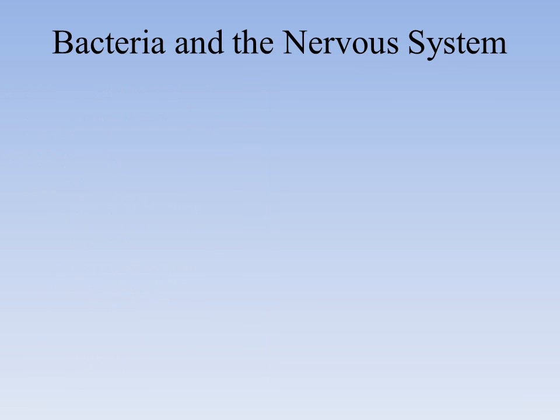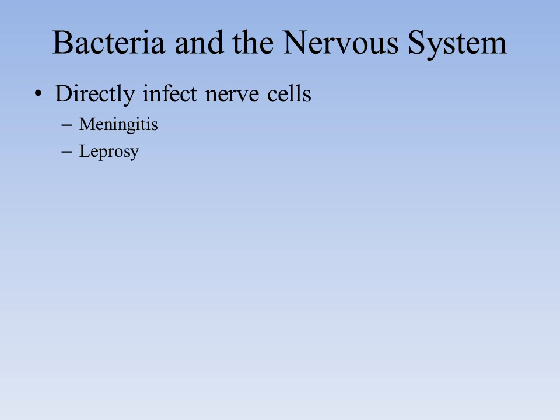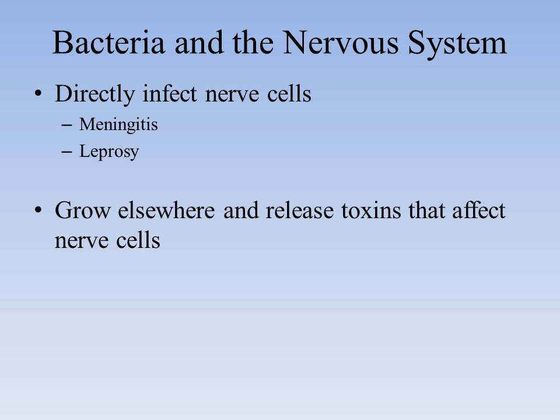Alright, so let's talk about bacteria and the nervous system. So when you do have an infection of bacteria getting into the nervous system, some of these bacteria will directly infect nerve cells. Examples of this are meningitis and leprosy. So these are examples where nerve cells are directly being infected.